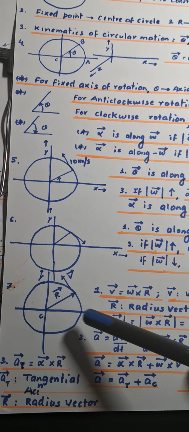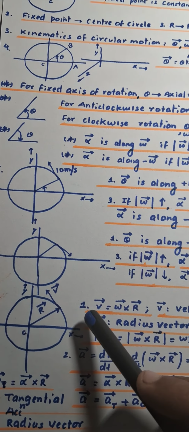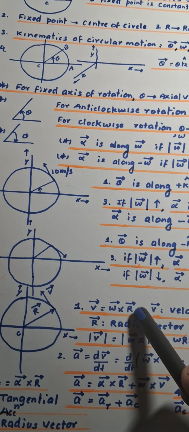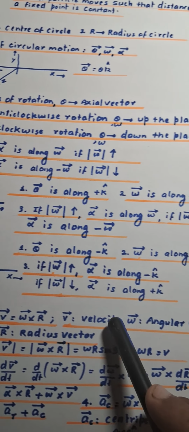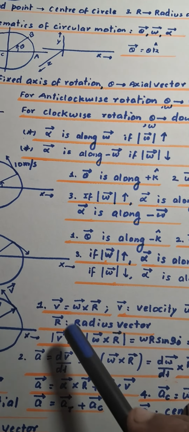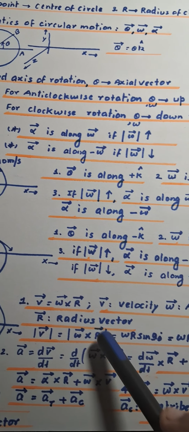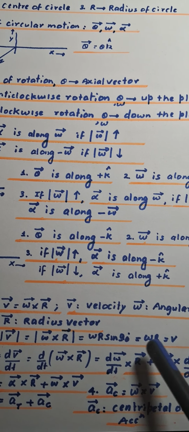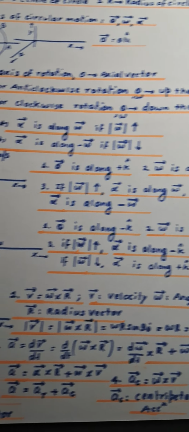Now coming to the seventh point, which is about the relation between linear and angular parameters. So the first relation we have is linear velocity v equals angular velocity omega cross r. So this is the cross product of omega and r. Here v is the velocity, omega is the angular velocity, and r is the radius vector. So if we find the magnitude of velocity, that is the magnitude of omega cross r, that will be omega r sine 90, which will be omega r, equal to v. So this gives us the result between linear speed, angular speed and radius.